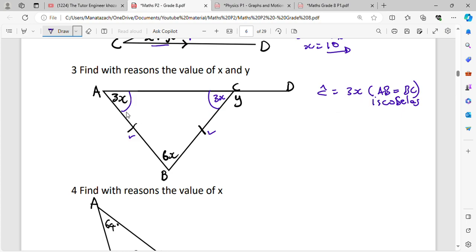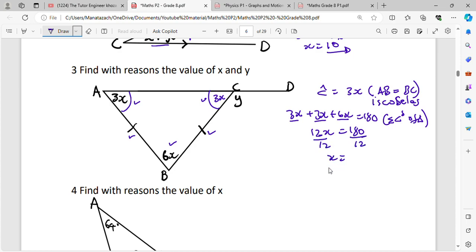And then from here on, we can say this angle plus this angle plus this angle will give us 180. The reason would be the sum of angles of a triangle. So 3x plus 3x plus 6x is going to give us 12x is 180. So divide by 12 on both sides. Then you'll find that x is 180 divided by 12 which is 15 degrees.